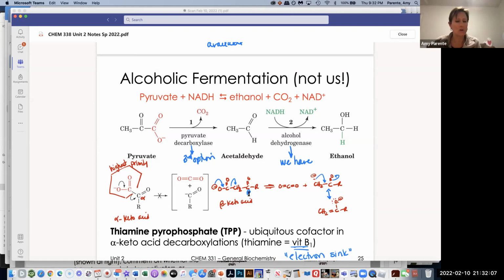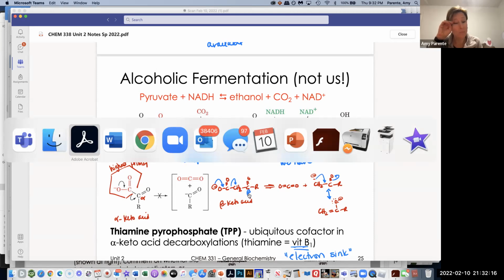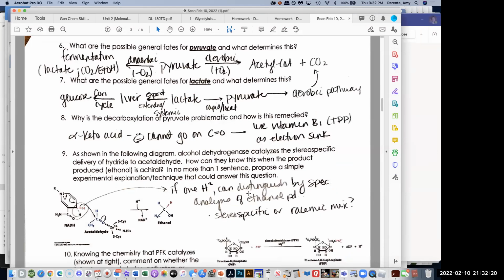JP, does that help answer your question? Yeah. For some reason, my head was going to alpha and beta glycosidic linkages. Oh, yeah. Yeah, it didn't look the same in my head.